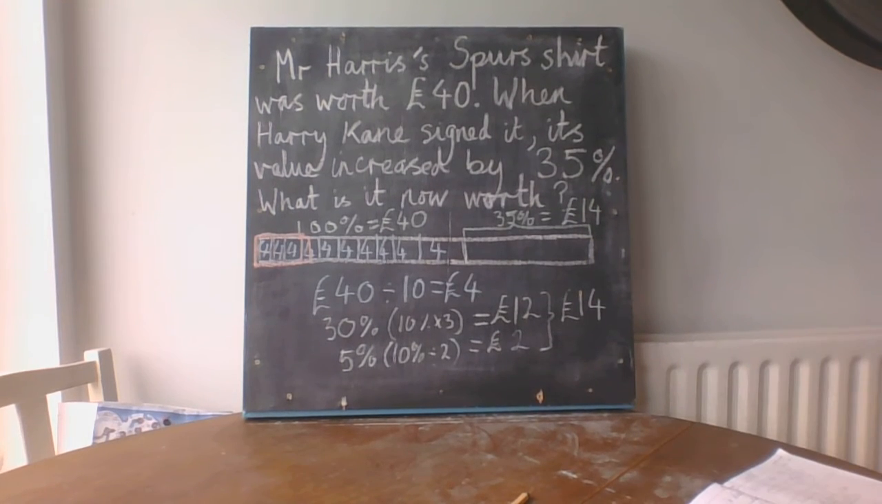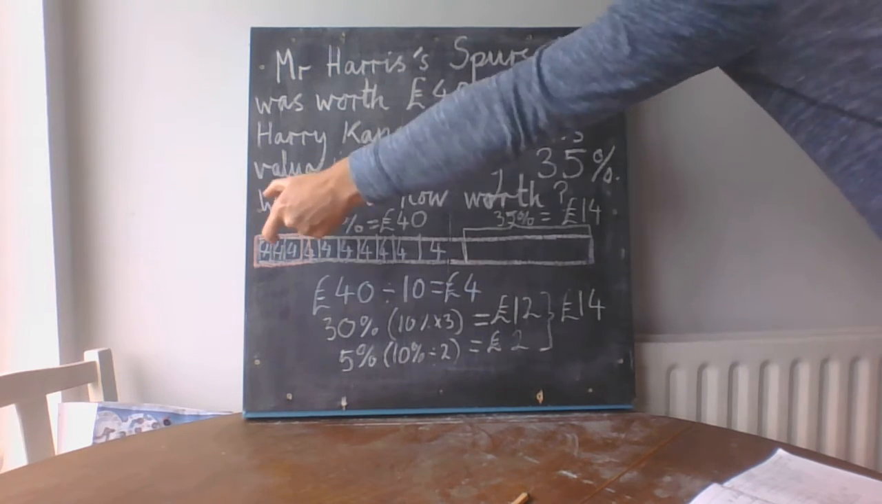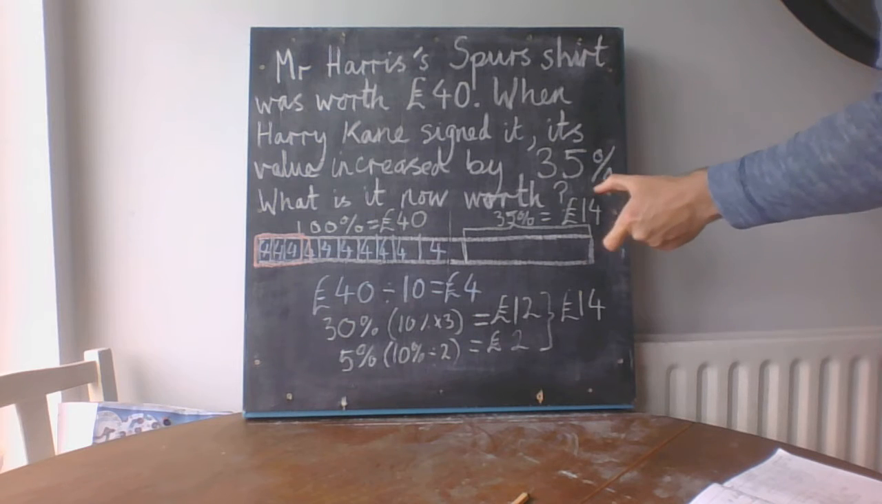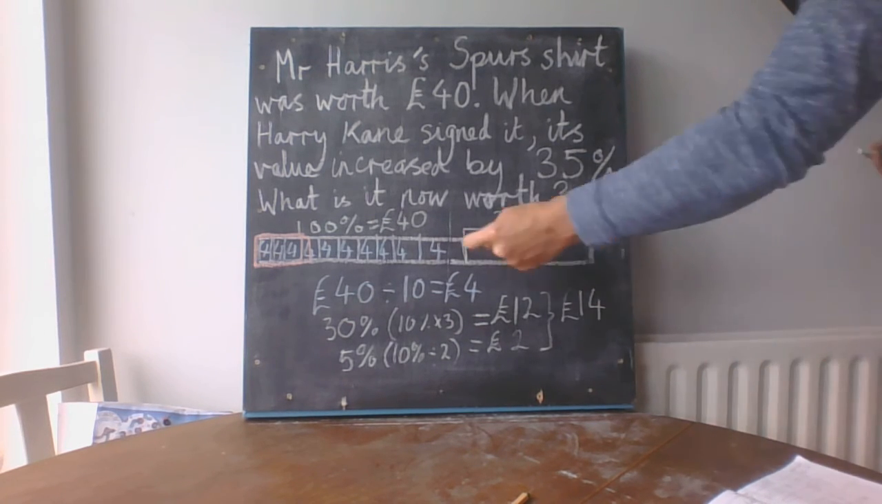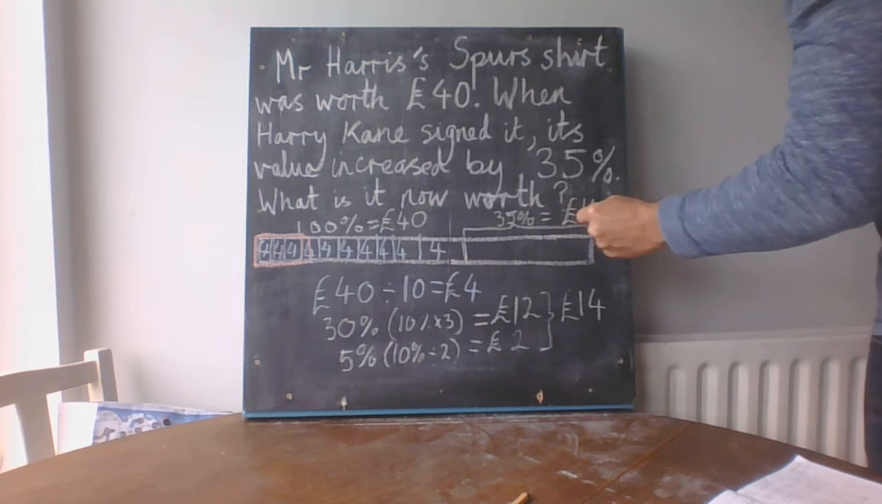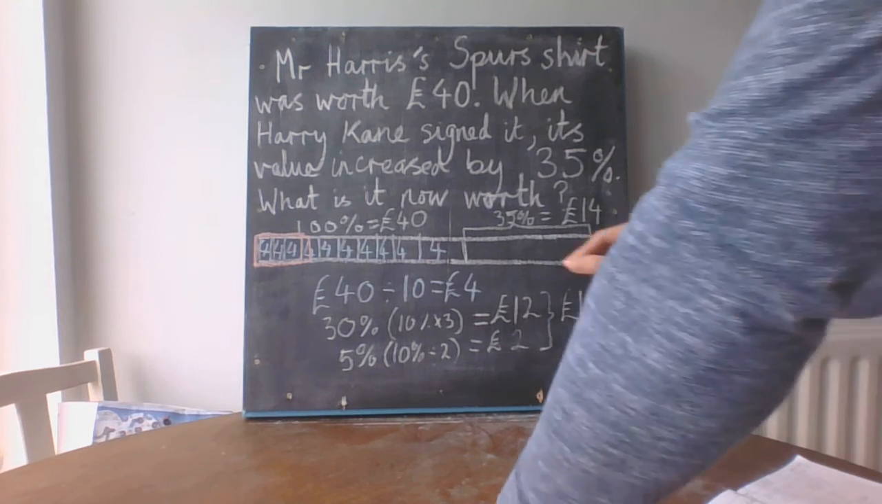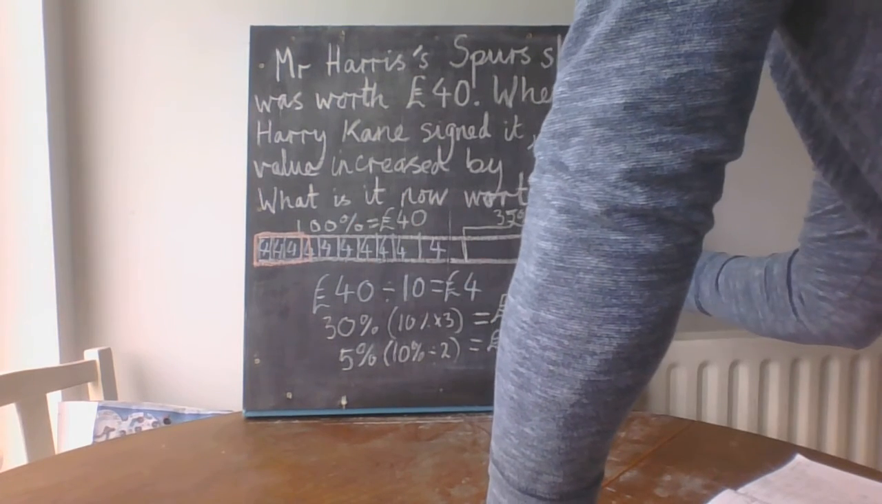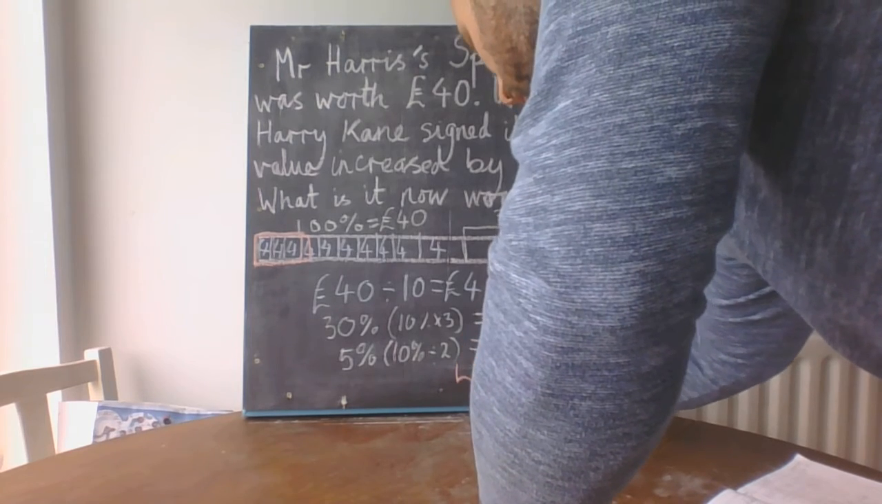But again, that's not the answer to the question. The question is, it's increased by 35%. What is the shirt now worth? Well, it's now worth 135%, isn't it? So we need to add 100% to the 35%. £40 add £14 should have given us the answer of £54.